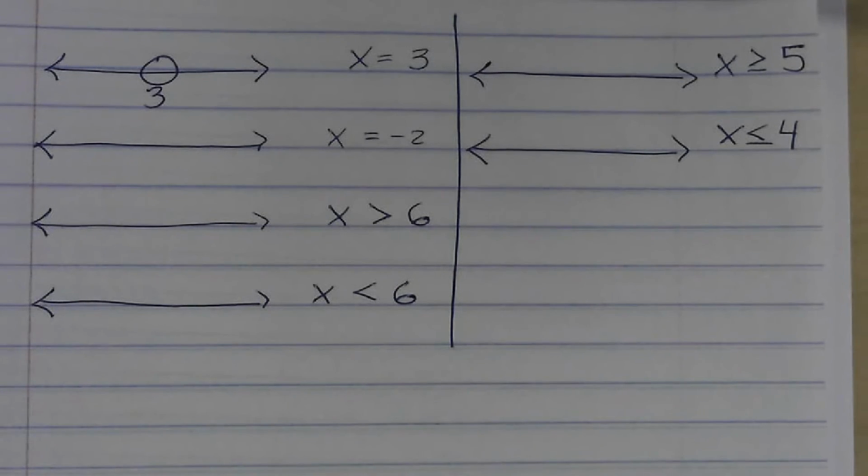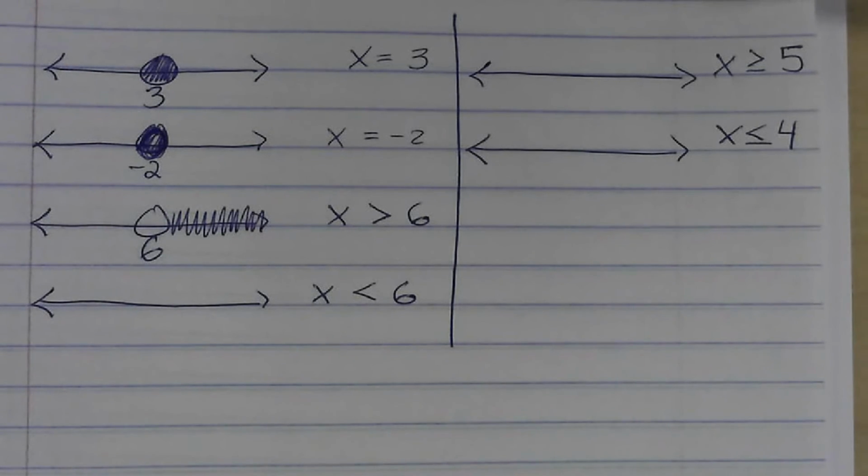Try and graph all of these on number lines and press play when you're ready. Okay, for the first one, x equals 3. Because x equals 3, I shade in the circle, and since x is not more than or less than 3, I leave it alone. For the next one, x equals -2, so I shade in the circle. And because x is not more or less than -2, I don't do anything else.